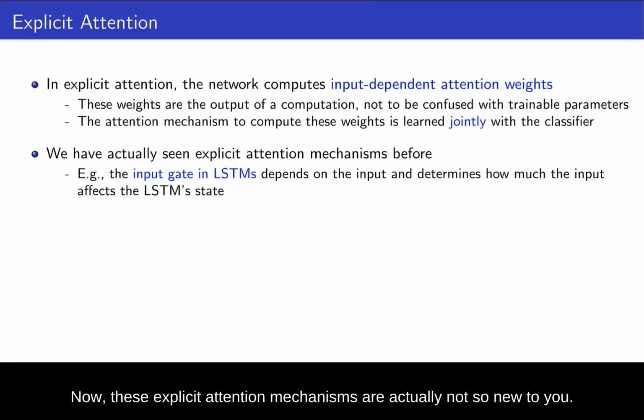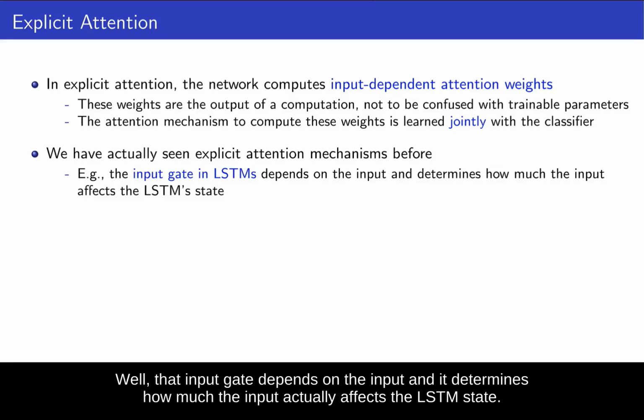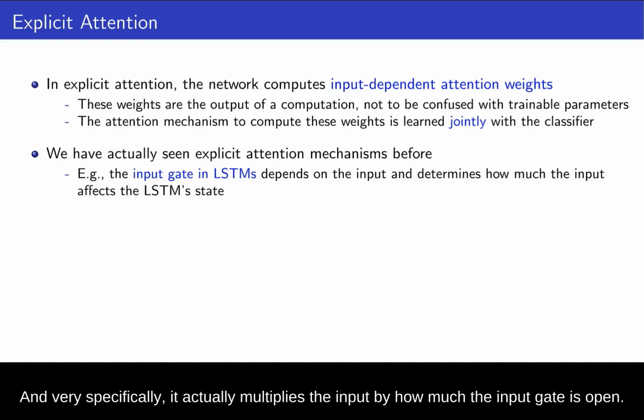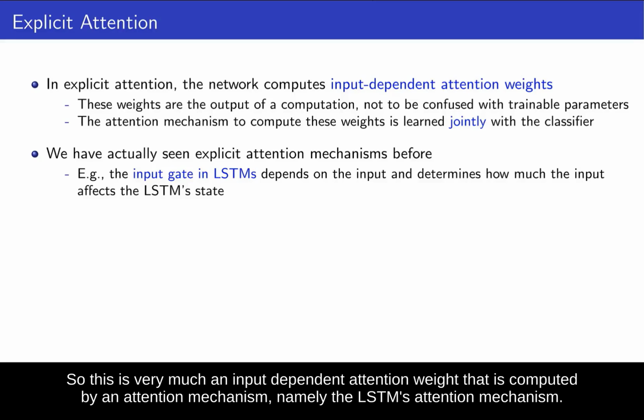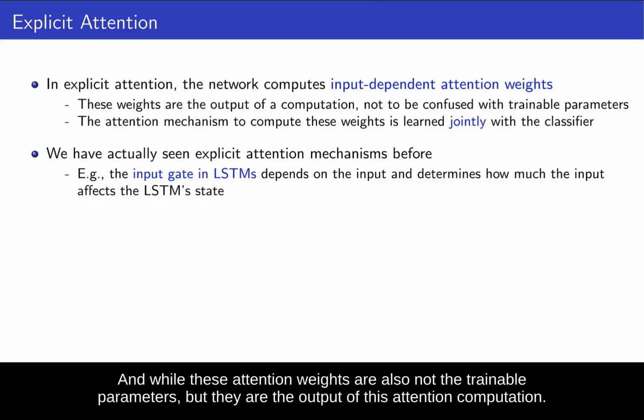These explicit attention mechanisms are actually not so new to you. We've already seen this, for example, in the input gate in LSTMs. That input gate depends on the input, and it determines how much the input actually affects the LSTM state. Very specifically, it multiplies the input by how much the input gate is open. So this is very much an input-dependent attention weight that is computed by an attention mechanism, namely the LSTM's gate. And these attention weights are also not the trainable parameters, but the output of this attention computation.